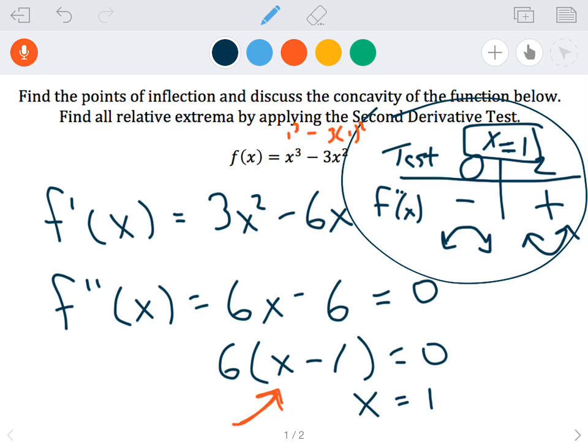Second part of the question said find all relative extrema by applying the second derivative test. We'd found relative extrema by applying the first derivative test, and that's when you make a chart like this using the first derivative. We're going to do this without using any charts at all by doing the second derivative test. So to rewrite my function here, I had f of x equals x cubed minus 3x squared.